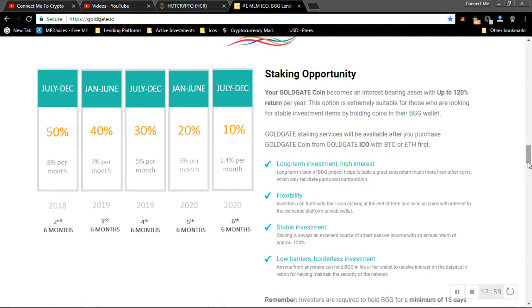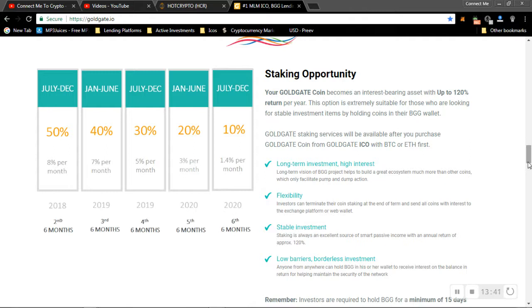So staking opportunities. Staking is where you hold your coins in your wallet and you don't do anything with them, you basically sit them there to maintain the infrastructure of the system and to keep tokens off of the market, which helps boost up the value of the tokens. So your Goldgate coin becomes an interest-bearing asset with up to 120% return per year. This option is extremely suitable for those who are looking for stable investment items by holding coins in their BGG wallet. Goldgate staking services will be available after you purchase Goldgate coin from Goldgate ICO with Bitcoin or Ethereum first.